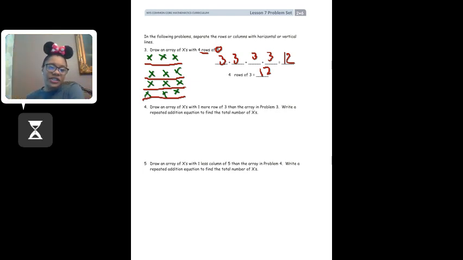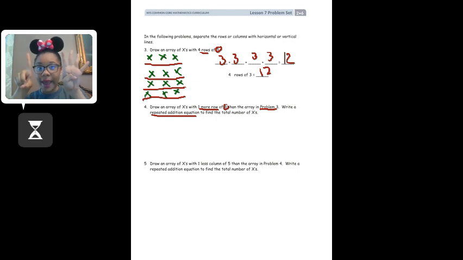Okay, so number 4 says, draw an array of x's with one more row of 3 than the array in problem 3. So we're going to be adding one more row to the same problem that we had in number 3. Then we're going to write a repeated addition equation to find the total amount of x's that we have. So now instead of having just 4 rows, we're going to add one more row. So we have 4 rows plus one more row.